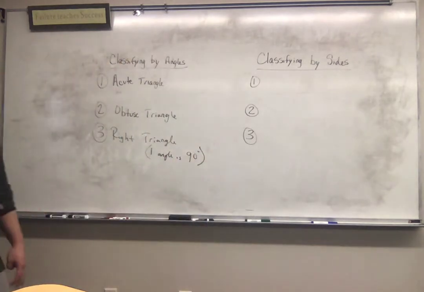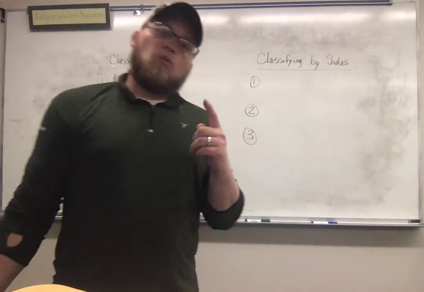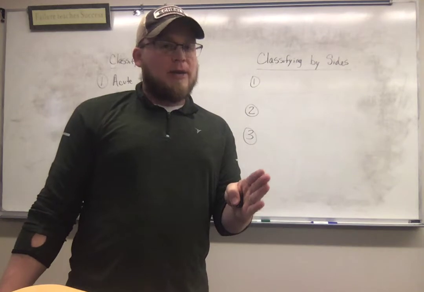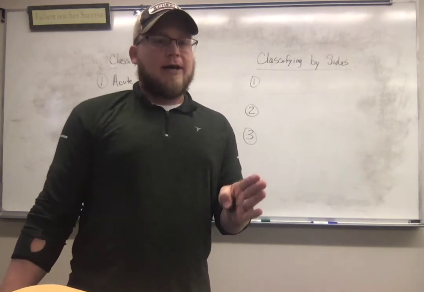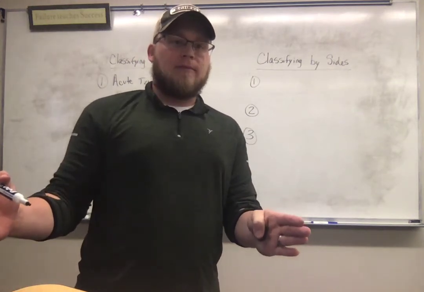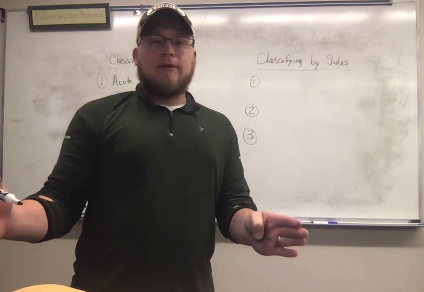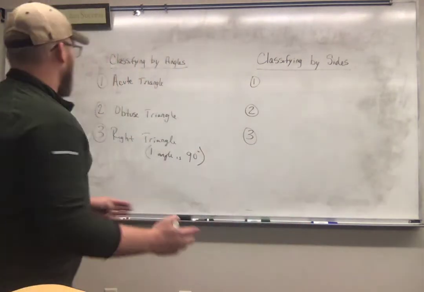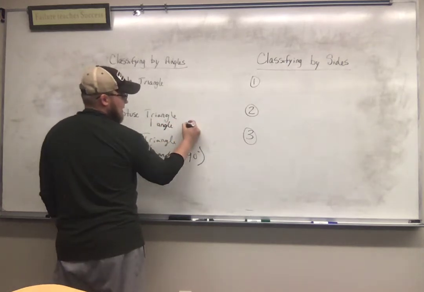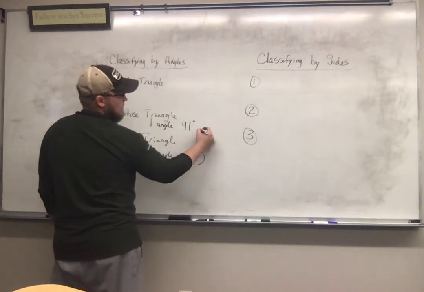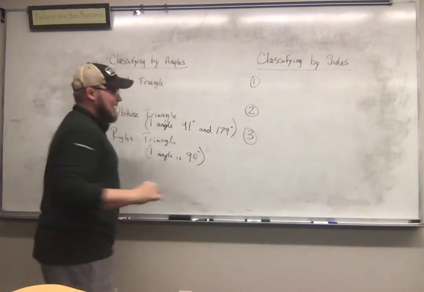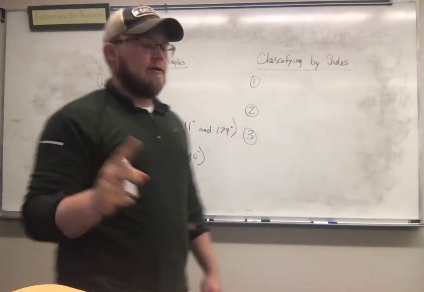Okay. The next one going up, obtuse triangle, that means one angle is bigger than 90, so it has to be at least 91. It can be 91 degrees. It cannot be 90. Okay, so it has to be at least 91, and it can go all the way up to 179. It cannot be 180, okay, because that's a straight angle. So it has one angle, and it's between 91 degrees and 179 degrees. And again, it only has one angle, okay?